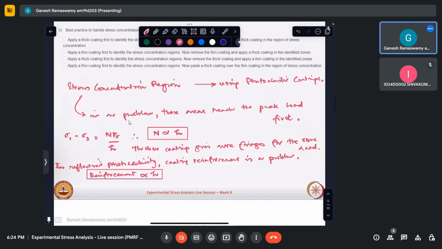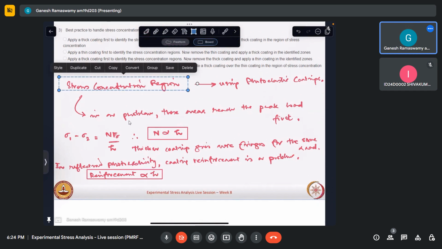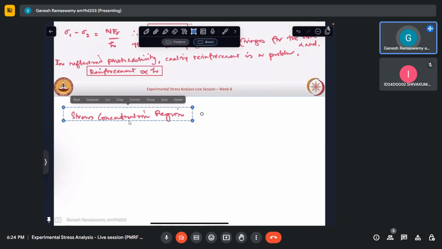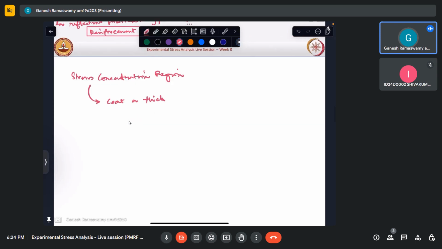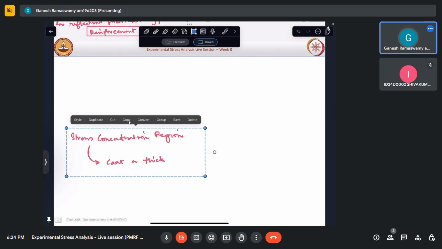So what we initially do is for the stress concentration region, we can initially coat a thicker, rather I shouldn't say stress concentration region, I should say first the specimen.